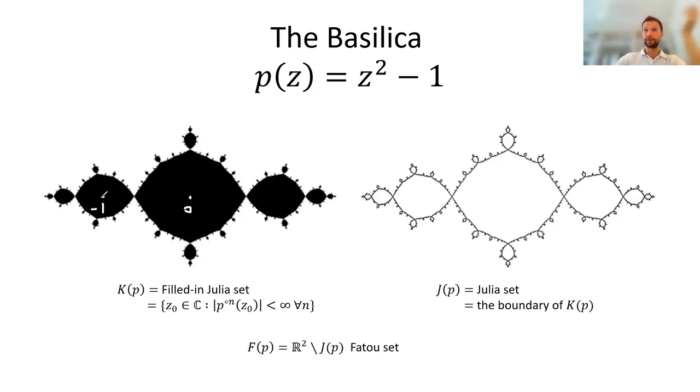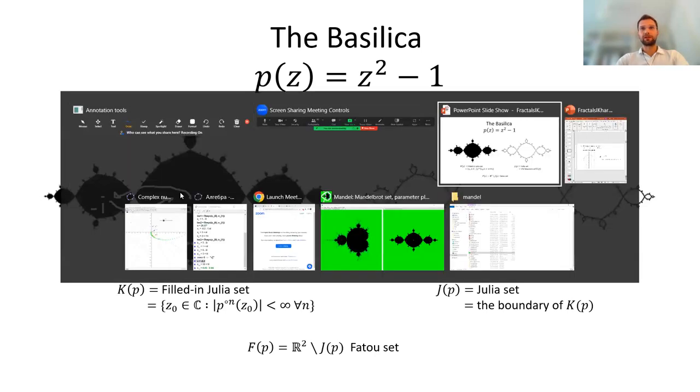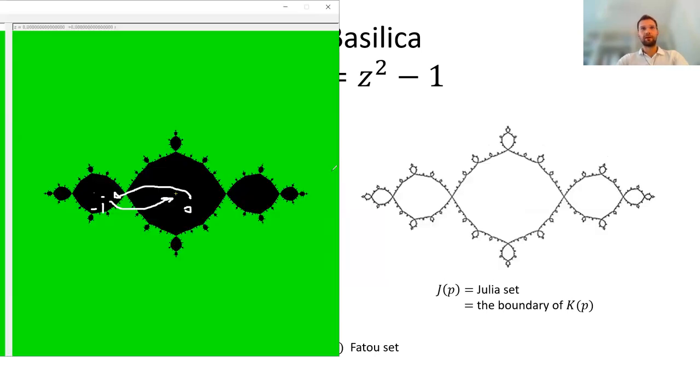And if I plug in minus one again, minus one squared will be one, minus one will be zero. So zero goes to one and minus one goes to zero. And this is what is called a two cycle. And it turns out that points nearby converge to this two cycle. We can actually see it on the bigger screen.